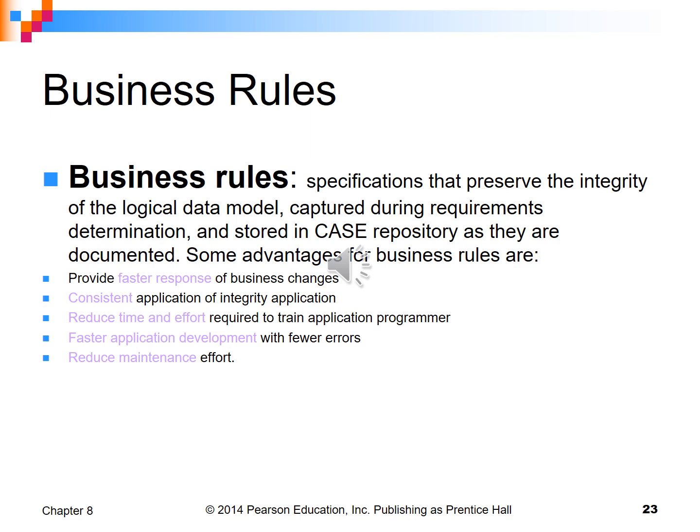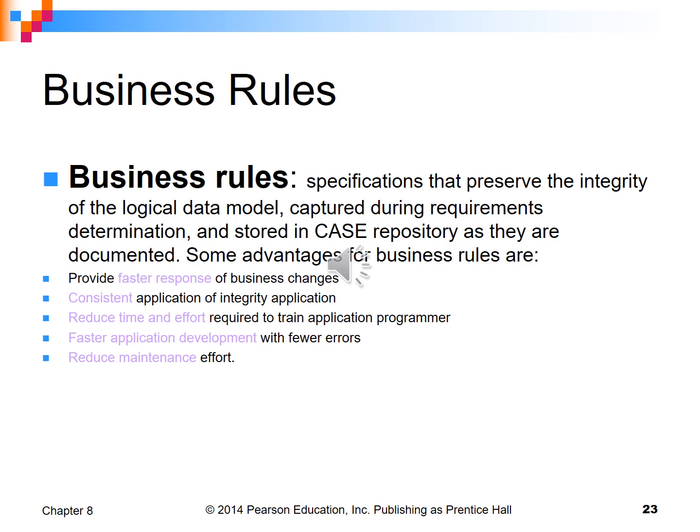So business rules are specifications that preserve the integrity of the logical data model, captured during requirements determination and stored in a repository as they are documented. Some advantages of business rules are: first of all, they provide faster response to business changes. Why? Because that rule is written and enforced in the database management system. When they want to change the rule, we don't change it in any application. They go directly to the database definition in the database management system and change it there.